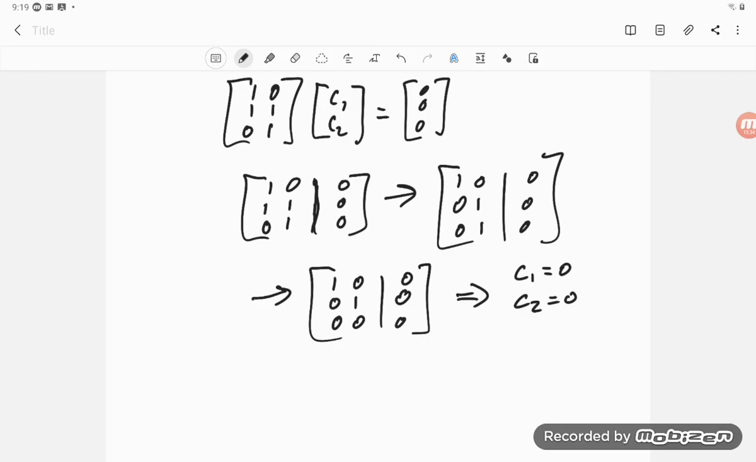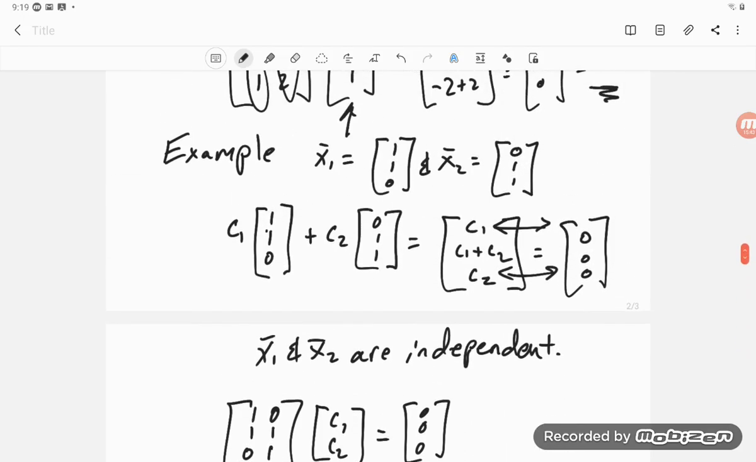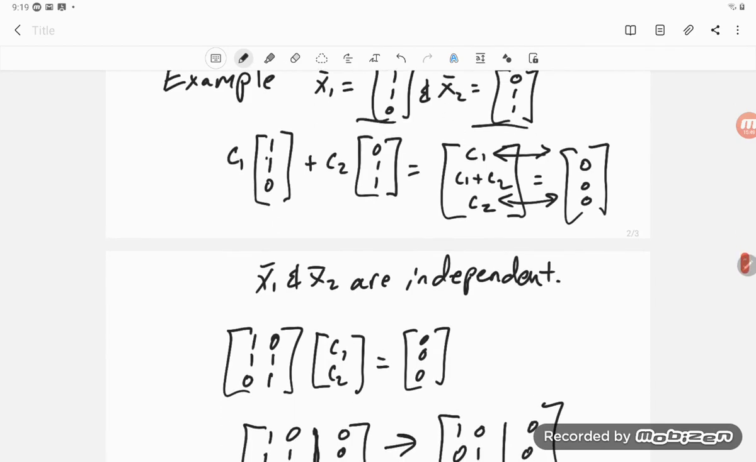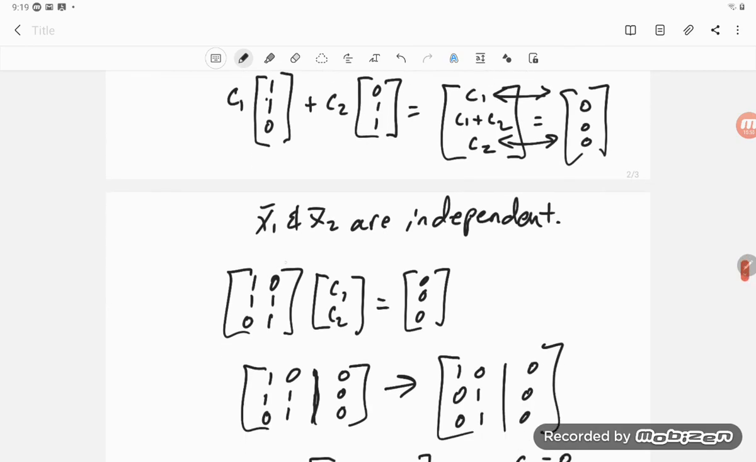So that's the idea of linear dependence and independence. And again, you can think of that as these individual vectors, but you can also think of those individual vectors as columns of a matrix. Okay, so there we go.